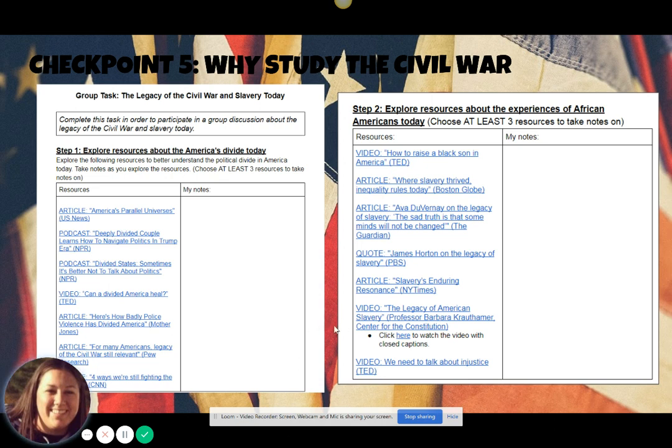Step 1 would be about America's divide today. I'm sure you're aware, either from listening to parents or grandparents talk, or watching the news or being on social media, it's a pretty divided time. It can feel very divided, whether it be between Blacks or whites or Mexicans or other races, as well as between political parties of Republican and Democrat. It's a very polarized time. So these resources just give you a little bit of insight into that. And then these ones are going to be on step 2.